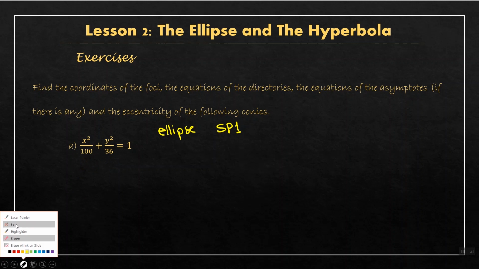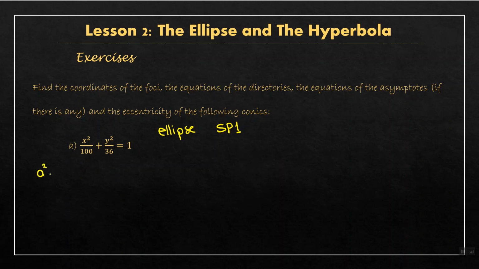This is what we know so far. So we know how much is a squared. How much is a squared? This is x squared over a squared. So it is x squared over a squared plus y squared over b squared equals 1. So a squared is this number, which is 100. And b squared is 36.